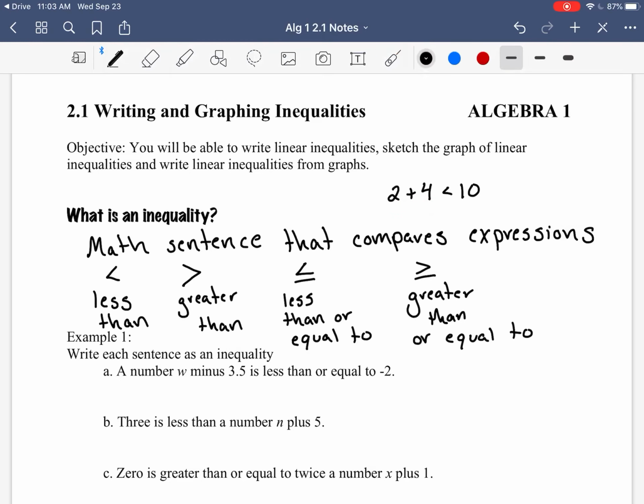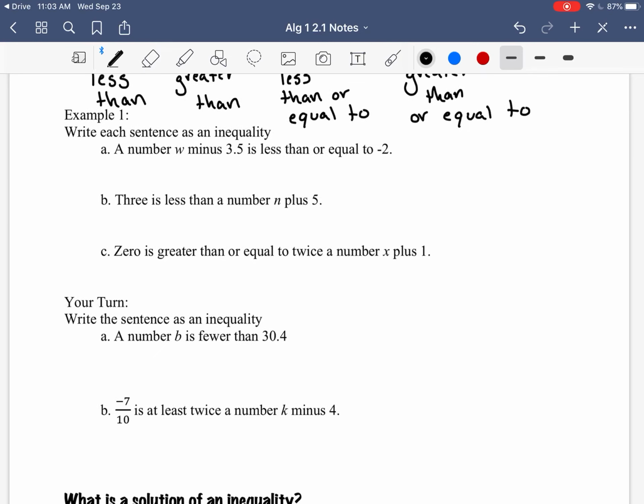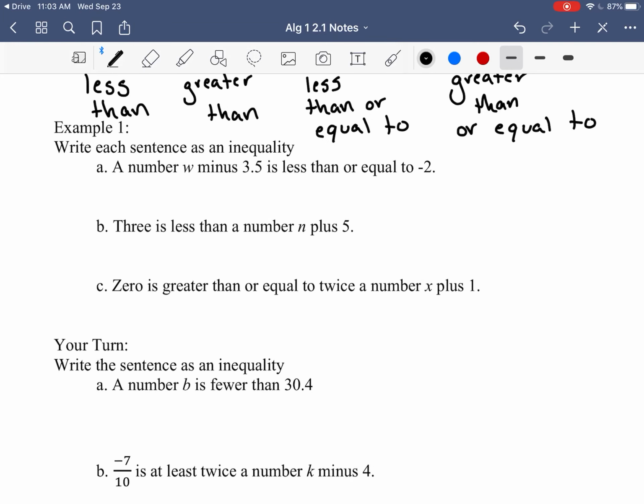All right, so next, example 1. So now we're going to be writing some inequalities. We're going to write each sentence as an inequality. So I break the sentence up into pieces. We have a number W. So there's my variable. And then we have minus, so that tells me I'm going to be subtracting. And then next we have 3.5. So a number W minus 3.5 is, next we have, less than or equal to.